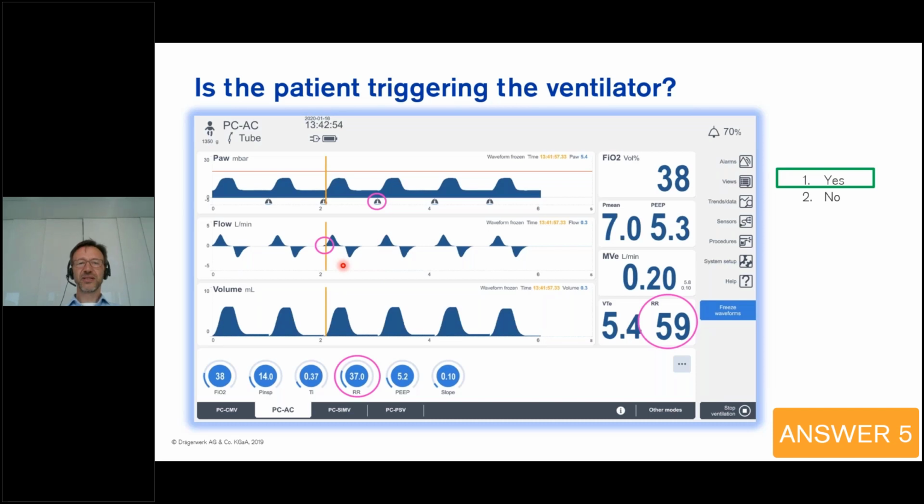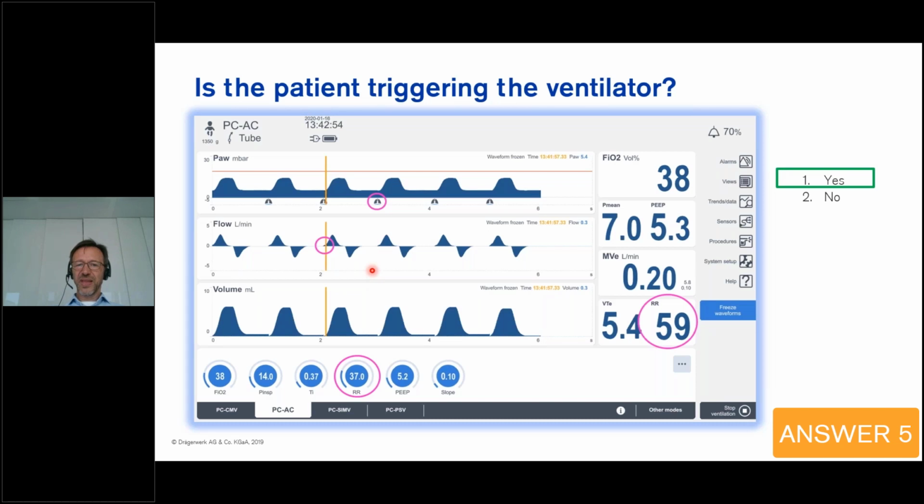Yeah. So to answer this question is very simple. Put the cursor to this point here, just before the pressure is built up. And then look, if you have flow before this point, then it must be the patient who has triggered the ventilator. Yeah. If first the pressure is built up and then the flow is increasing, yeah, then it was a mandatory cycle, and the stroke was not triggered by the patient.